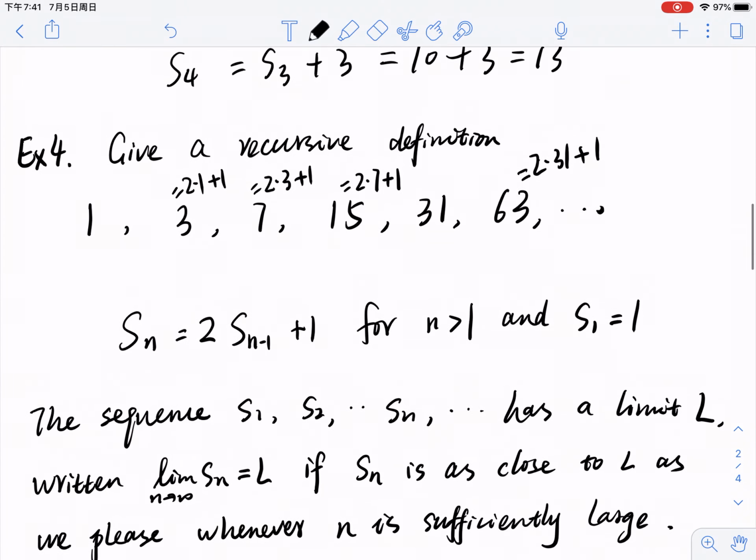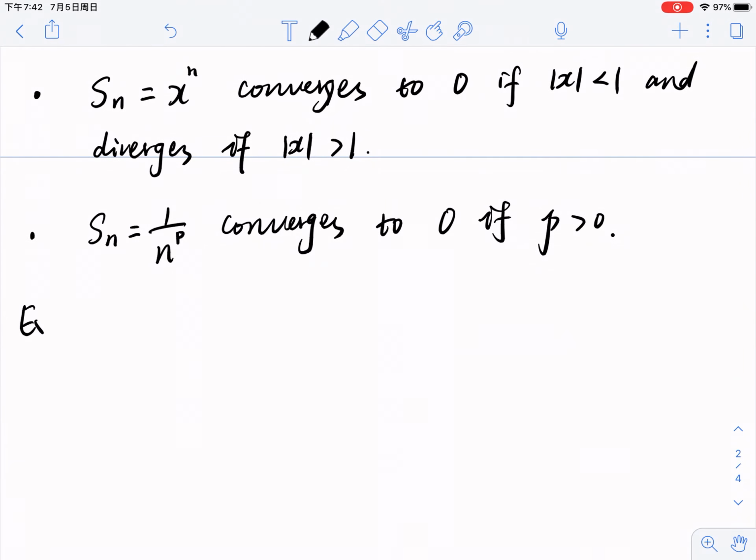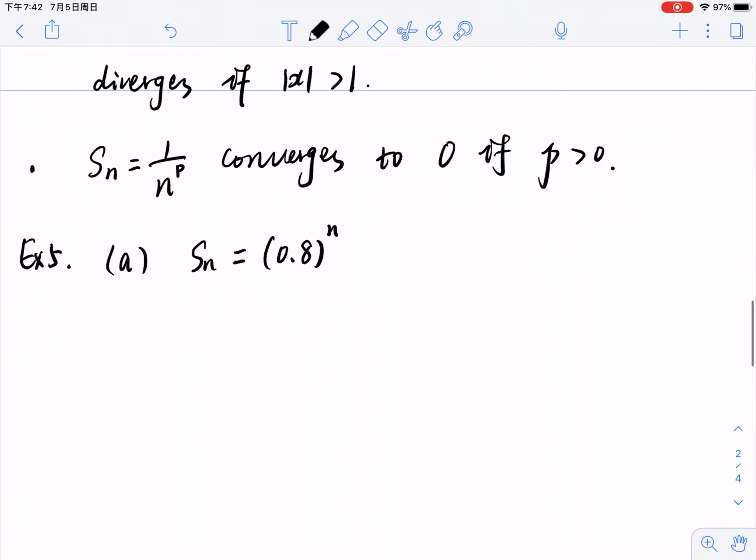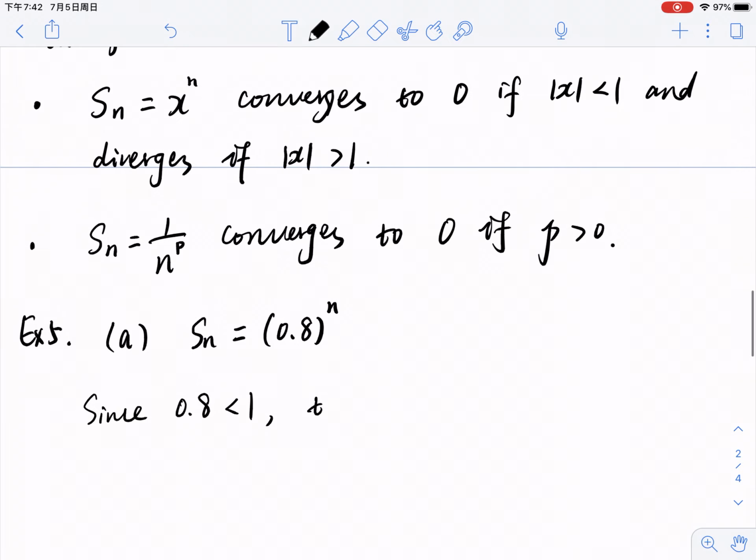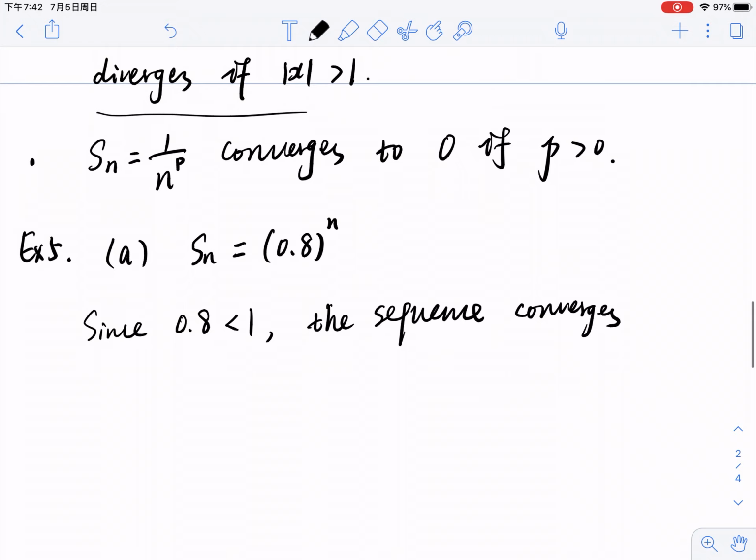So next, example 5. Determine whether the following sequences converge or diverge. So the first one is Sn is 0.8 to power n. Since 0.8 is less than 1, from this conclusion we have the sequence converges, and its limit is 0.